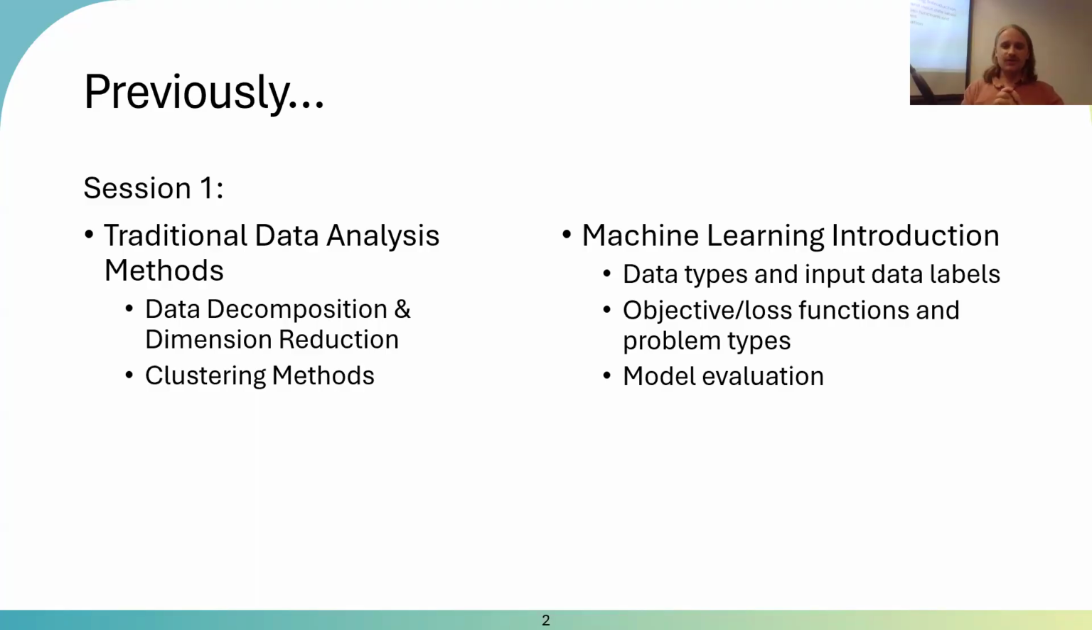And then for the second half of that, we went into a bit more of an introduction of general machine learning concepts, such as what types of data you might encounter, input data labels, so whether you have supervised or unsupervised setting for your learning, and then what different objective or loss functions you might encounter, and the problem types associated with those loss functions. And then finally, we looked at how you might evaluate a model and the process for setting up your data so that you can perform that evaluation. In particular, I just want to highlight these last 2 points because we'll be developing those. They'll be very much related to particularly the training aspect of what I'll be talking about today in this session.